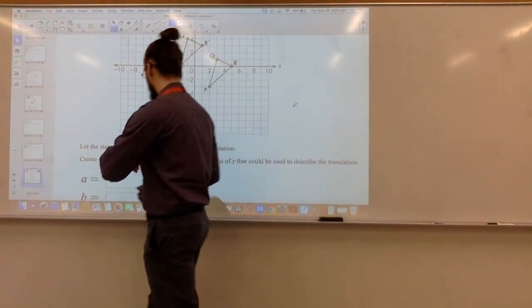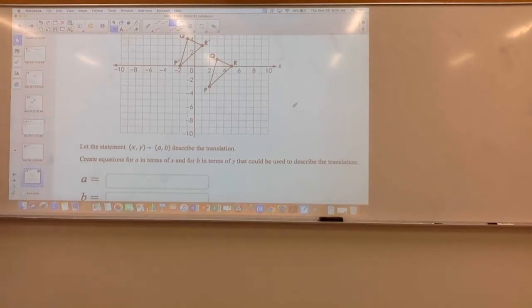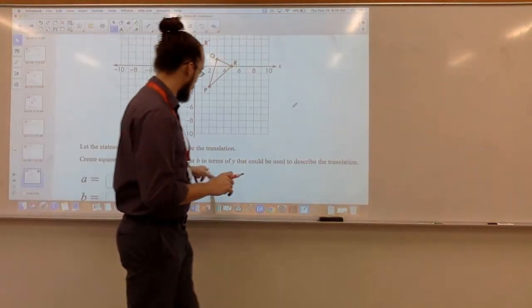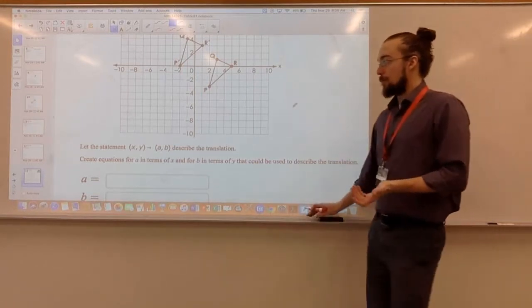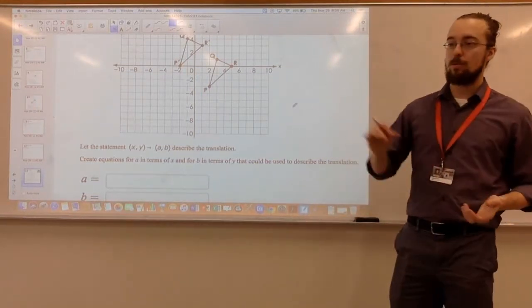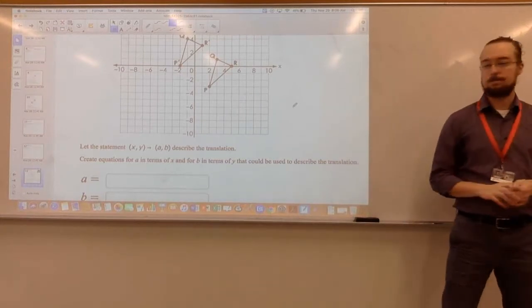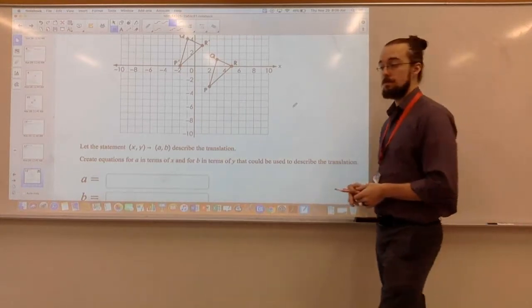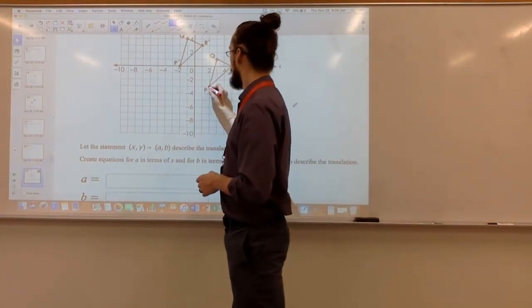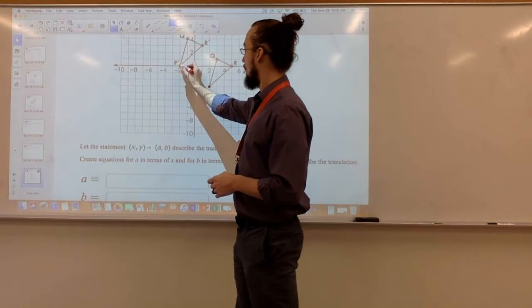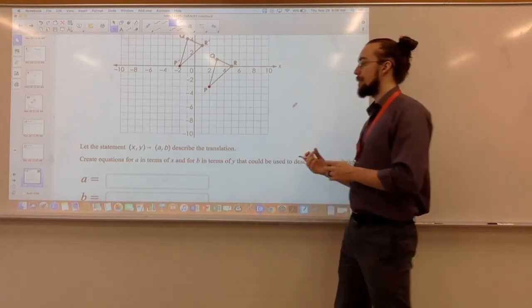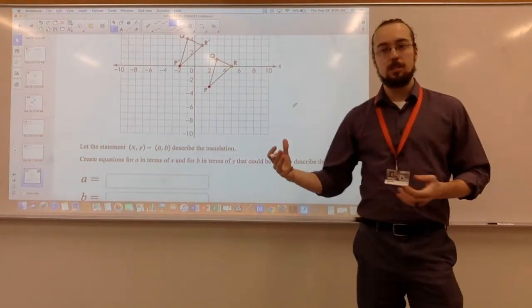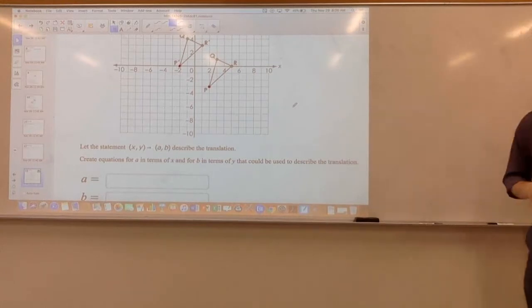It says, let the statement (x, y) to (a, b) describe the translation. We want to create equations for a in terms of x and b in terms of y that describe this translation. So how would we do that? How would I figure out what's going on in this translation? Yeah, so I want to look at my coordinates. I just want to look at one set of coordinates, like from P to P prime. What did we do to get from P to P prime? How far over, and then how far up or down do we go?